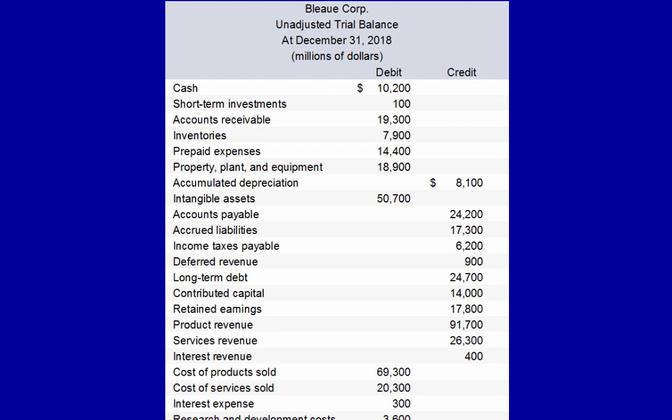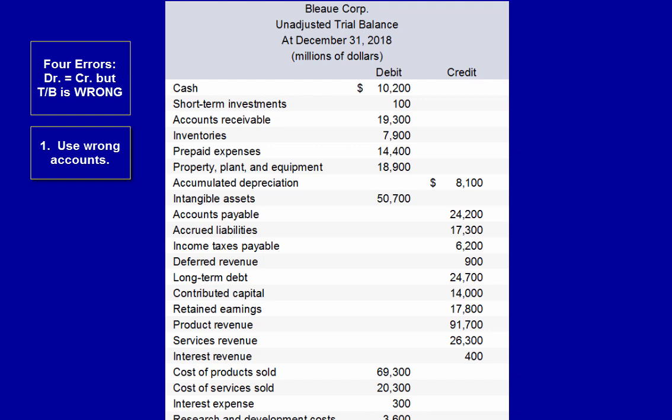This confirmation of the balance between debits and credits does not mean that there are no errors in the accounting system. There are 4 errors that would result in debits equaling credits, a perfect balance, but the accounting records are wrong. What are the 4 errors that can occur that result in debits equaling credits even though the information is wrong? First, transactions may be recorded in the wrong accounts. For instance, the accountant debits cash when they should have debited accounts receivable. Now both cash and accounts receivable balances are wrong, but the debits equal the credits.